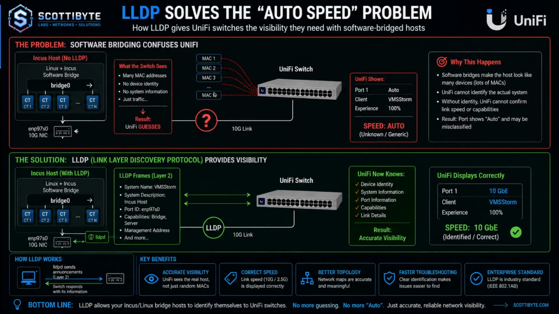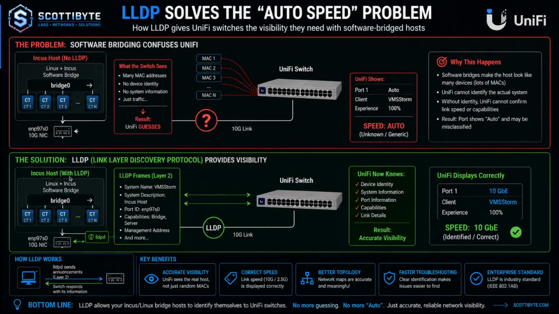So all these MAC addresses are coming out and bombarding this one port on this switch. And so in my particular case, I had port 1 went to auto. Its client was VMS Storm. It appeared as though it was offline, and so it was unknown and generic. And so software bridges make the host look like many devices and lots of MACs, as I pointed out, but Unifi is confused by that particular fact.